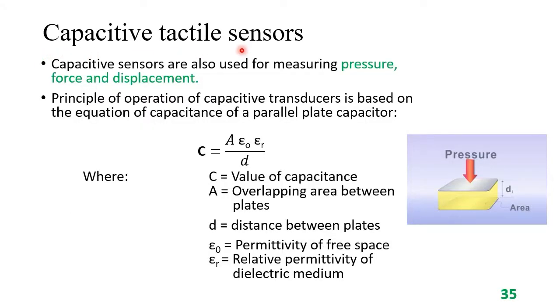Capacitive tactile sensors. Capacitive sensors are also used for measuring pressure, force, and displacement. The principle of operation of a capacitive transducer is based on the equation of capacitance of a parallel plate capacitor. We know that C is given by A epsilon naught epsilon R over D, where C is the value of capacitance, A is the overlapping area between the plates, D is the distance between the plates, epsilon naught is the permittivity of free space, and epsilon R is the relative permittivity of the dielectric medium between the plates.